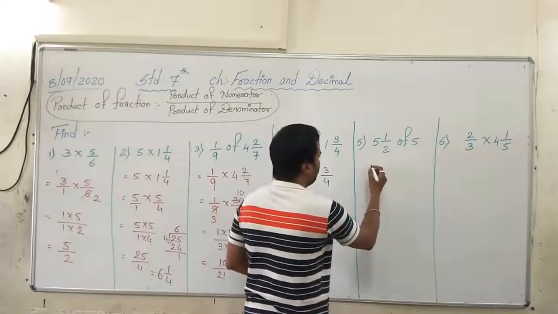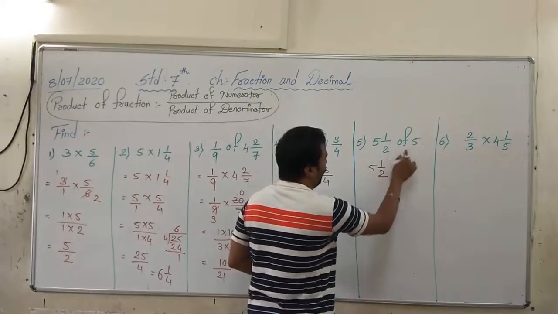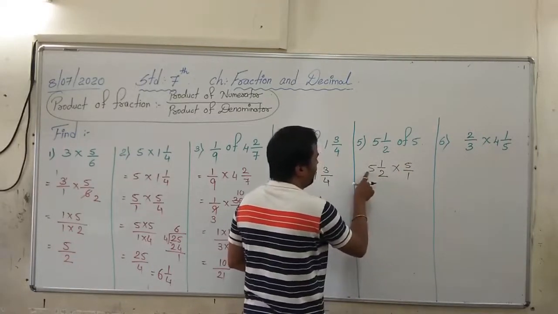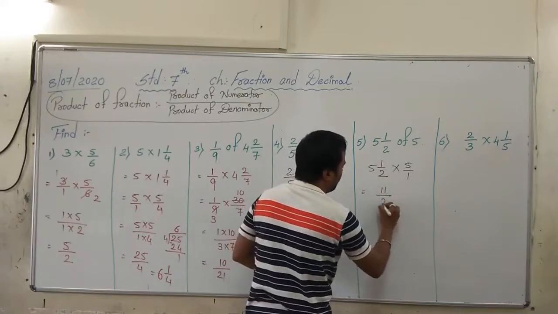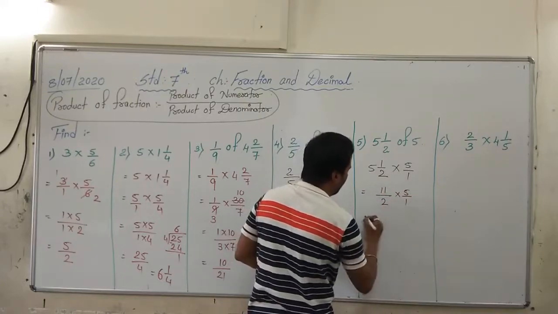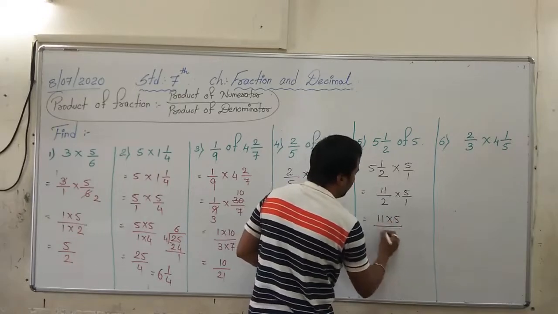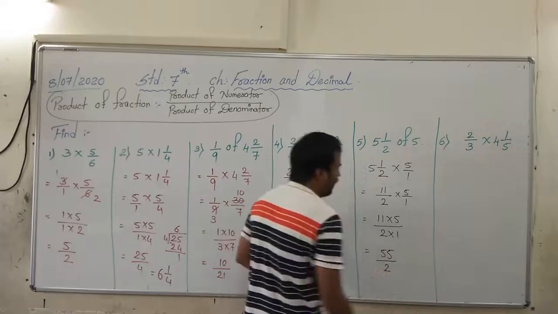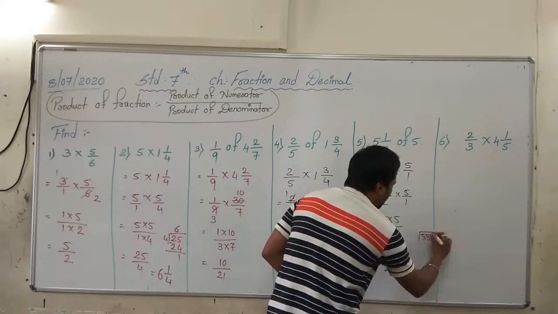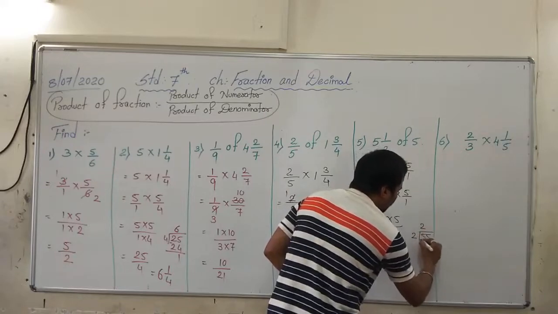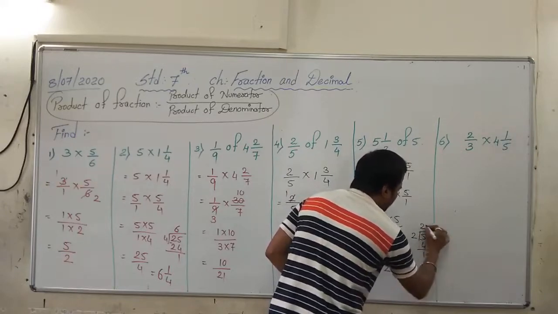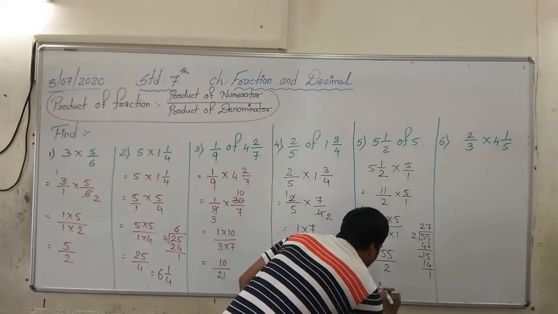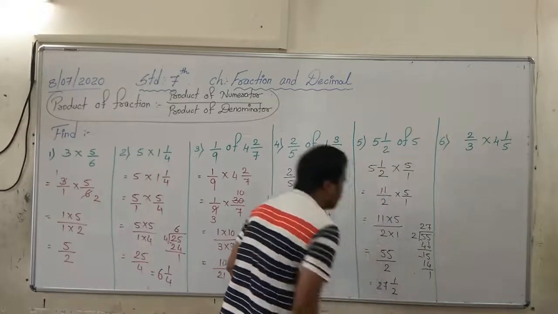Similarly, the fifth one. 5 integer 1 upon 2, of means multiplication, 5 upon 1. So that is equal to 2 5s are 10, 10 plus 1 is 11. 11 upon 2 multiplied by 5 upon 1. That is 11 multiplied by 5 upon 2 multiplied by 1. So 11 5s are 55, 2 1s are 2. You can convert into mixed form. 55 divided by 2. 2 2s are 4. How many remains? 1. Bring down 5. 2 7s are 14. How many remains? 1. So that is equal to 27 integer 1 upon 2.